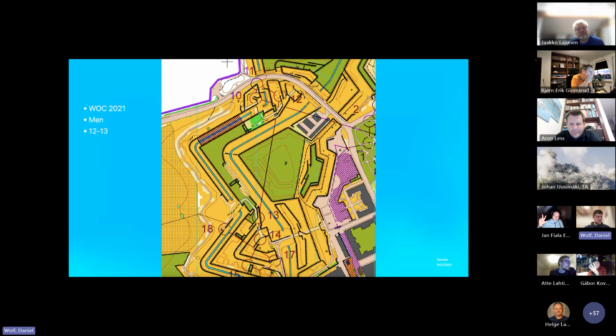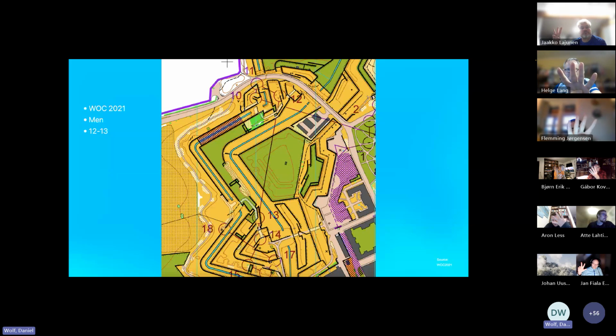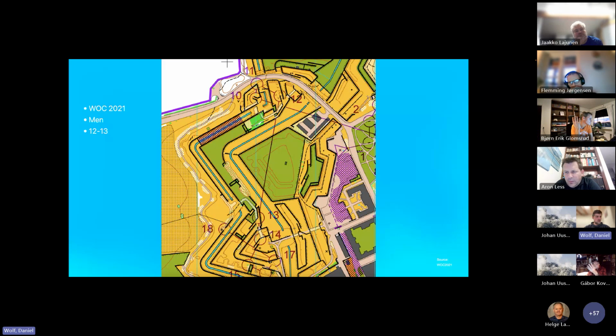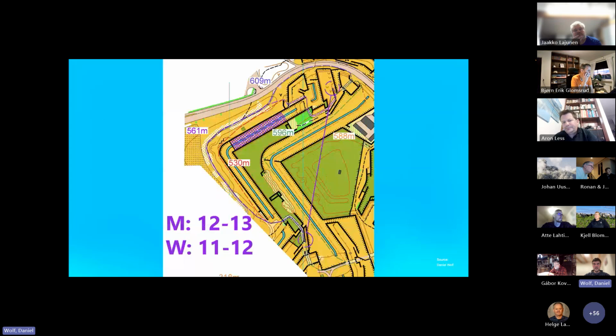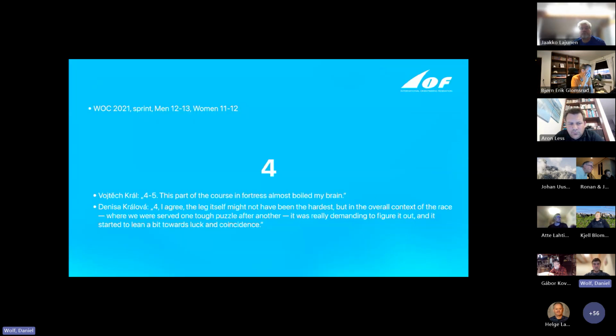5, okay. 4, 3, 3, 5, 4 or 5. Yeah, again, we have quite a spread of votes, from 3 to 5 mostly, but more hands I see are showing 4 or 5. Here are the basic variants that were expected. I'll show you it again later. And yeah, we agreed on 4. Wojtěch said 4 to 5. This part of the course in the fortress almost boiled my brain. He said that he was not able to really quickly decide.